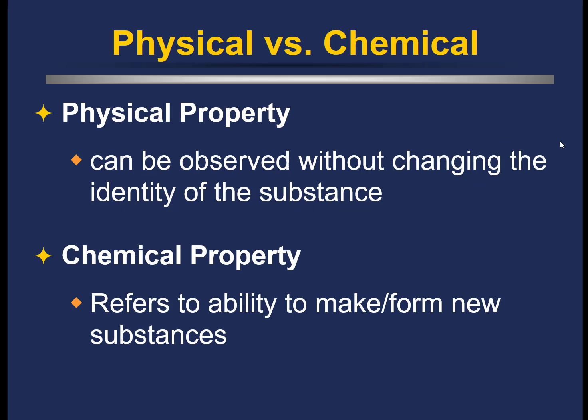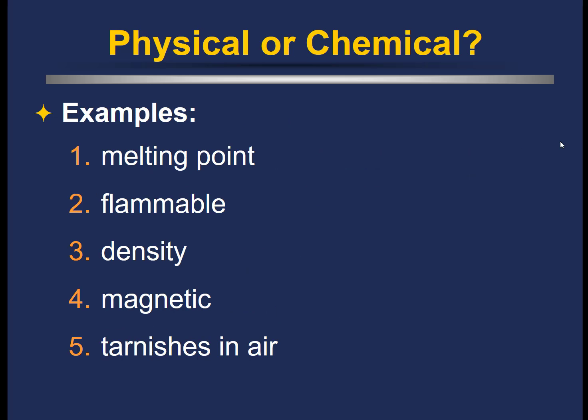Physical properties can be observed without changing the identity of the substance. So the name will stay the same, even though you might be changing the size or the shape. A chemical property refers to the ability to make or form new substances. As soon as you have demonstrated the chemical property, you have changed whatever that substance is.